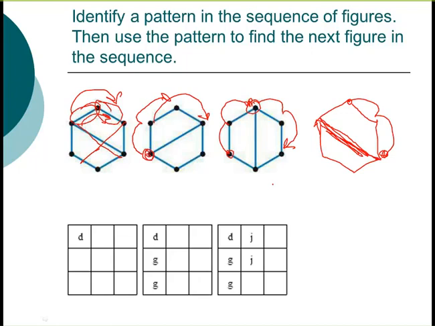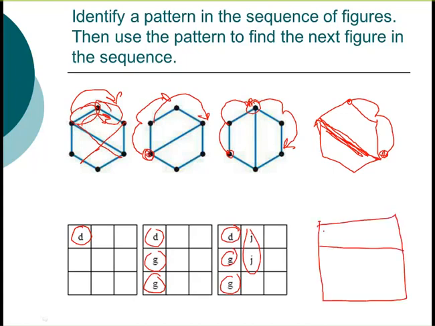Okay. Now notice down here we got a box again. So I go D, D, G, G, D, G, G, J, J. Okay. So now we've got to figure out, I'm guessing we're going to be looking at a box, of course. So our job is to figure out what is going on in this last box. Well, how's the pattern going?